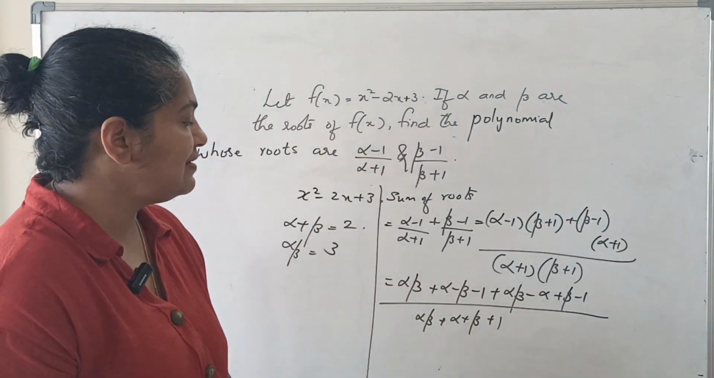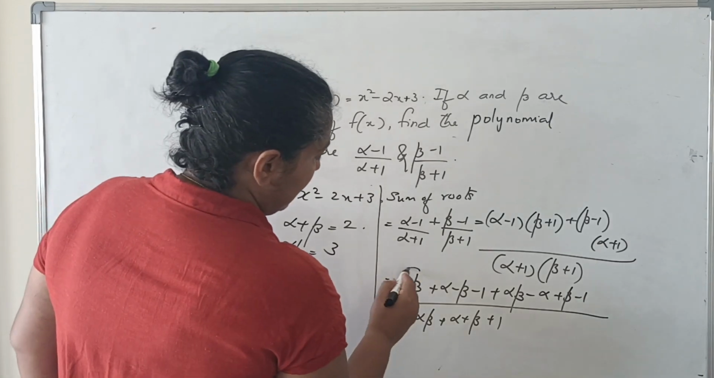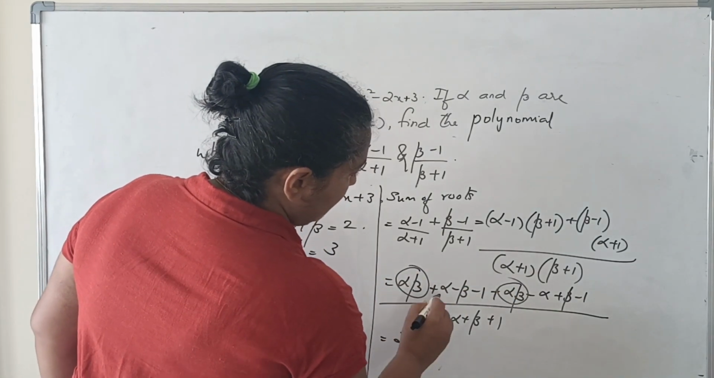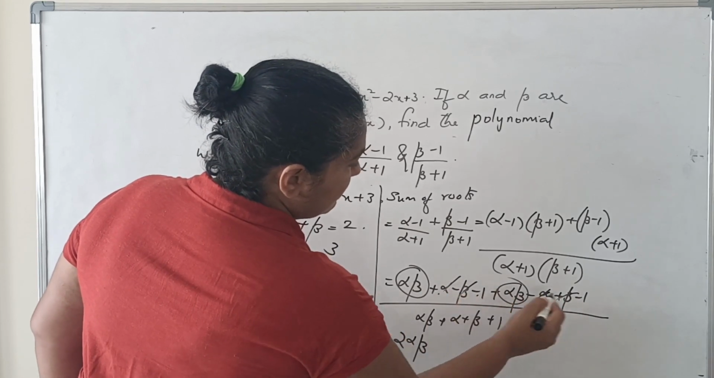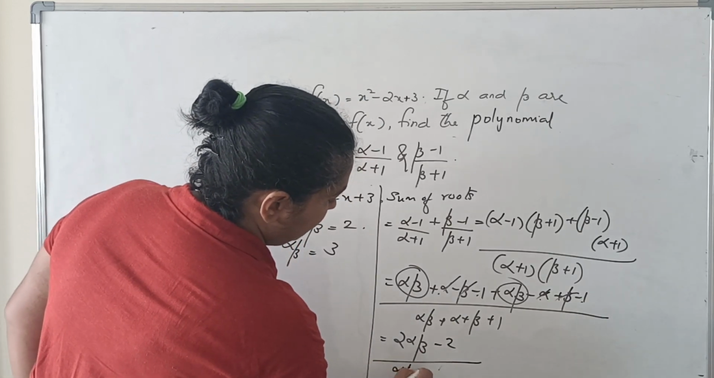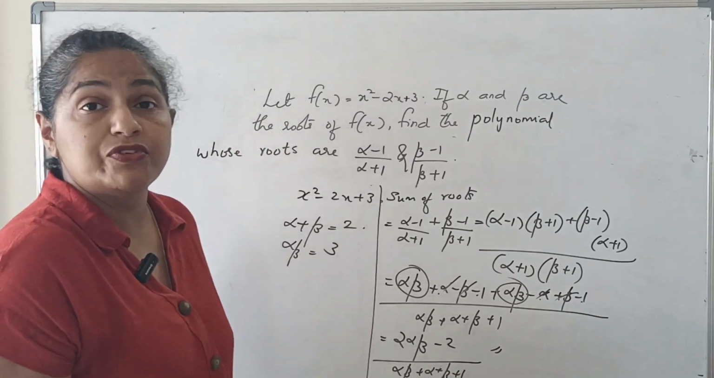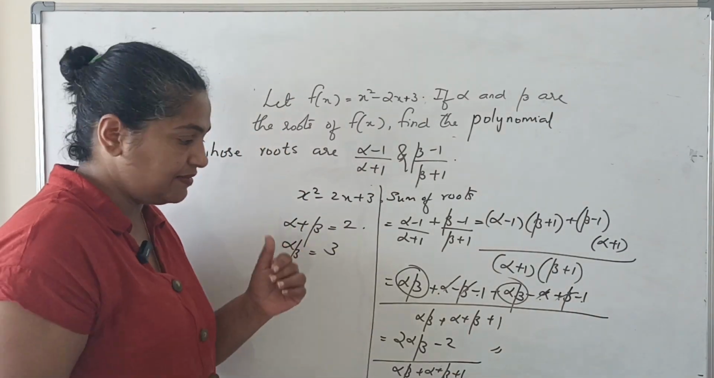So now let us see whether we can cancel off any of the terms in the numerator or denominator. Alpha beta and alpha beta will give you 2 alpha beta, plus alpha minus alpha cancelled, minus beta plus beta cancelled. Minus 1 plus minus 1 is minus 2. And you have alpha beta plus beta plus 1. Now let us substitute the values from here. Alpha plus beta is 2 and alpha beta is 3.